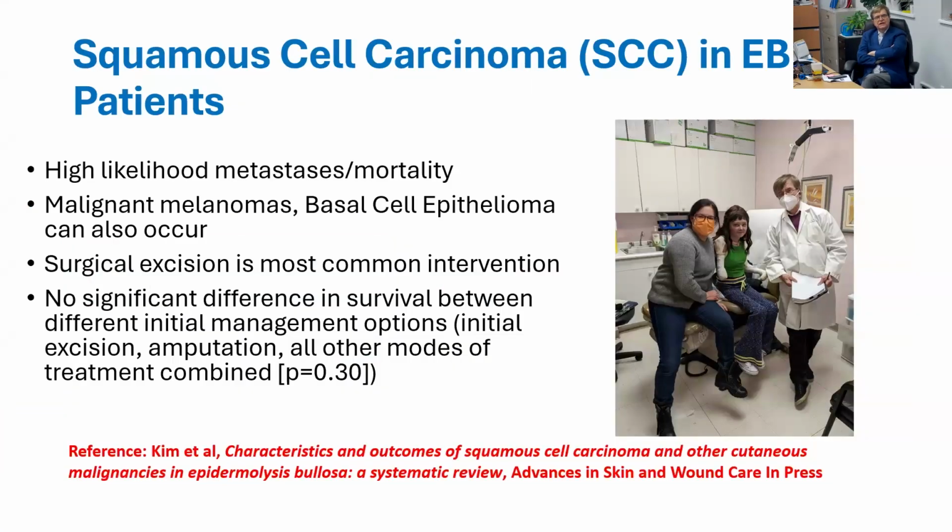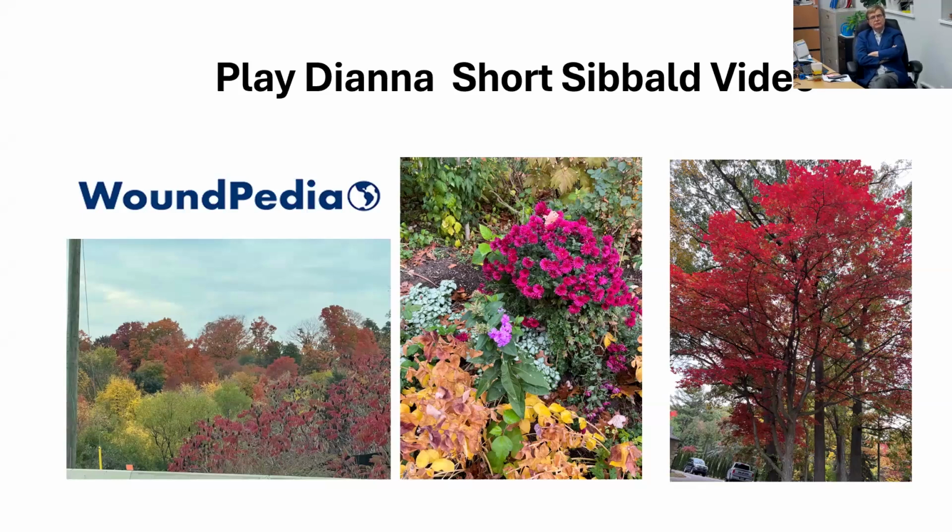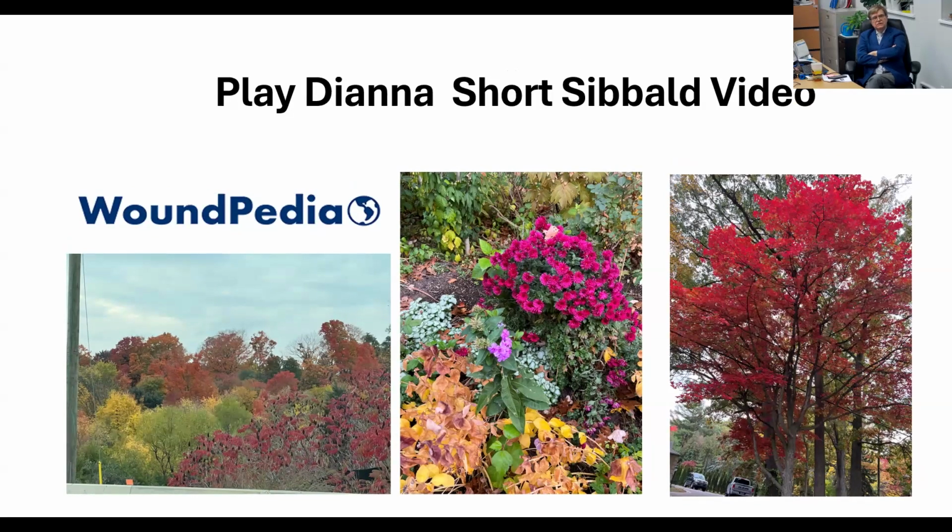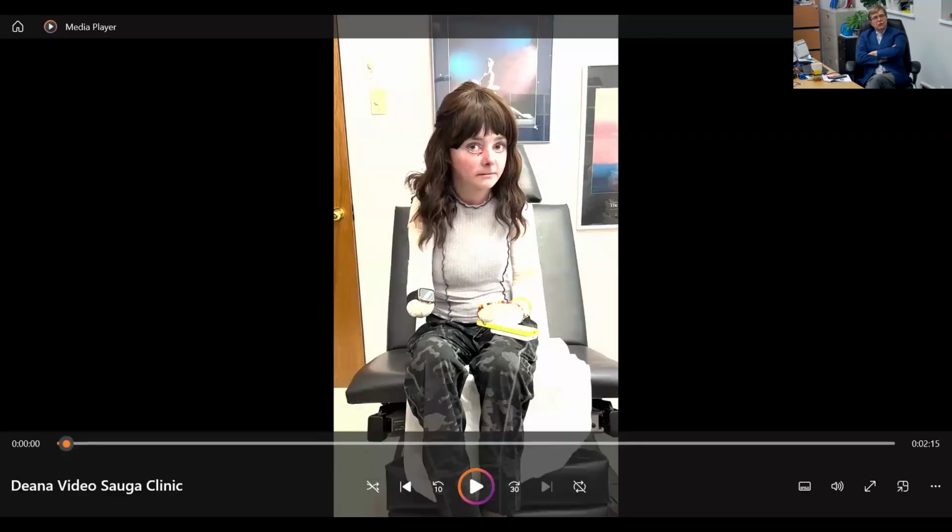Go back, I guess that's to play Deanna's video. So let's listen to Deanna. Deanna developed squamous cells and had her right hand and right buttock amputated. Then she developed a squamous cell in her right foot, and she decided that nobody was going to chop anything else off. Let's listen to this.